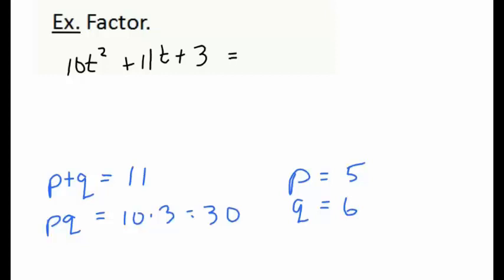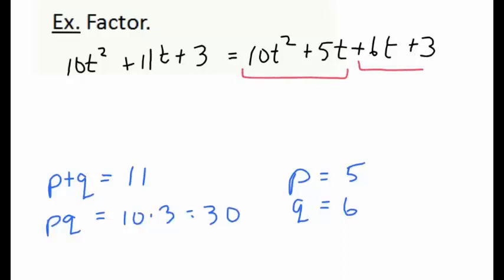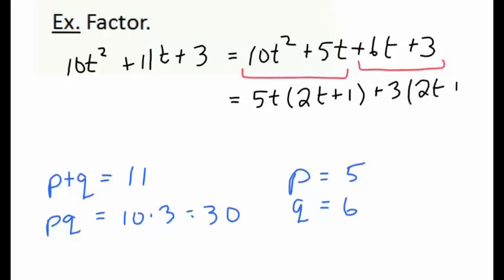So if we want to factor this particular quadratic expression, we can break up our middle term and rewrite it as 5t plus 6t. Then we're going to group together our two pairs and work on common factoring. Inside our first pair, we can factor out 5t, and we're left with 2t plus 1. In our second pair, we can factor out a common factor of 3, and again we get 2t plus 1. So our common binomial factor is 2t plus 1, and what's left over is 5t plus 3.